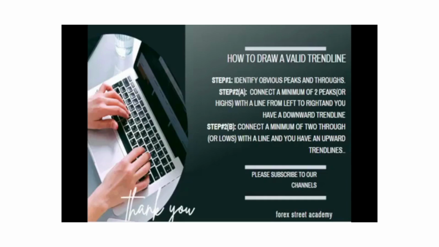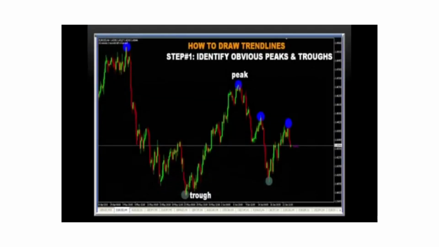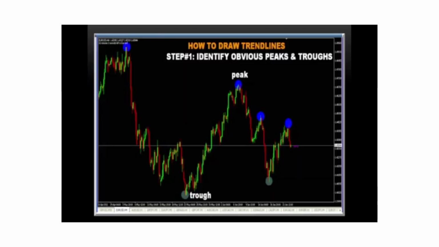All right, so we just switch over to our next assignment on this. Okay, so this is it, how to draw trend lines. Identify obvious peaks and troughs. So in this case, here is a peak and then here is a peak, and then a peak here and then another peak here, and then this is a trough, and then this is a trough.